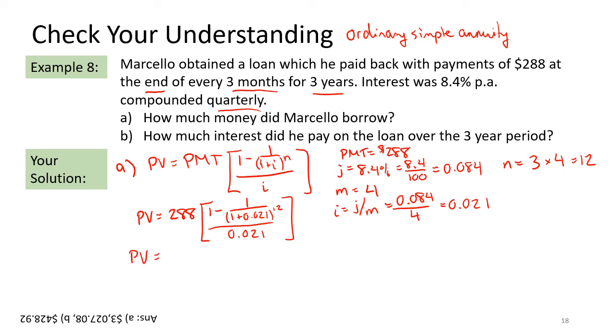So your present value comes out to $3,027.08. So that must be how much Marcelo borrowed. Okay? Part B is how much interest did he pay on the loan?